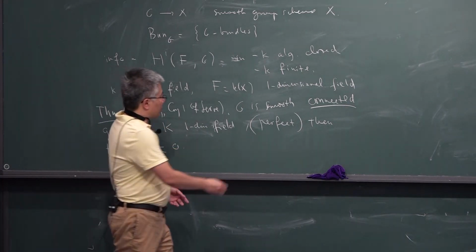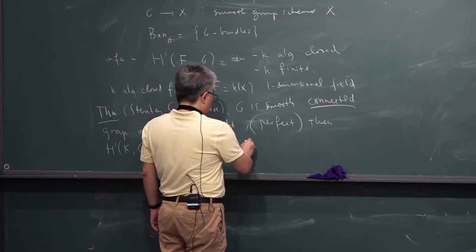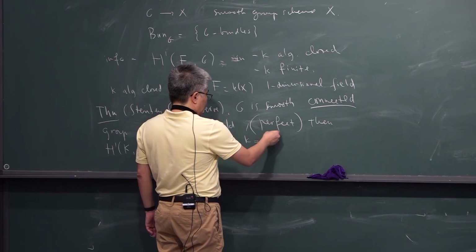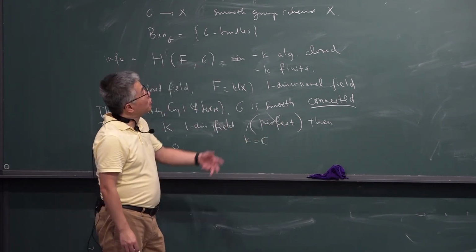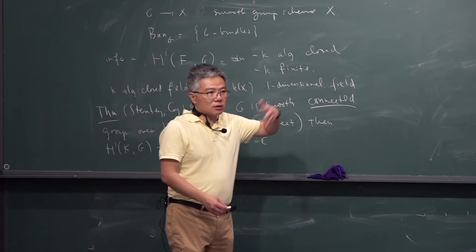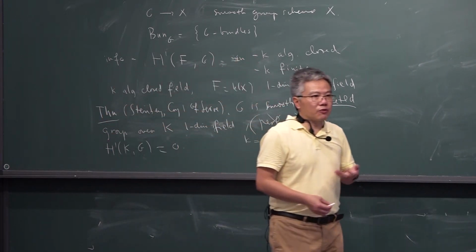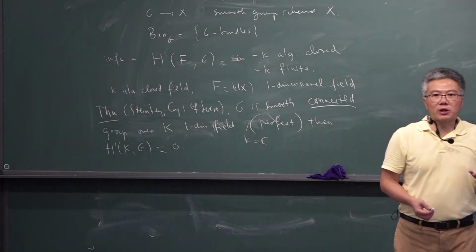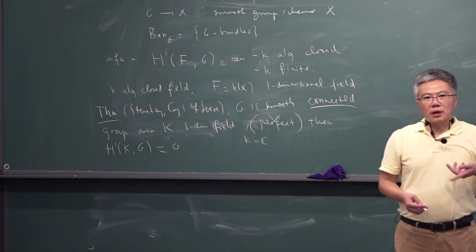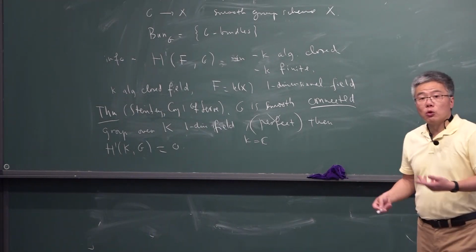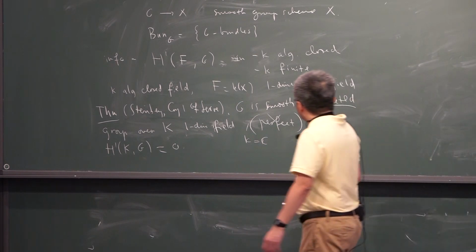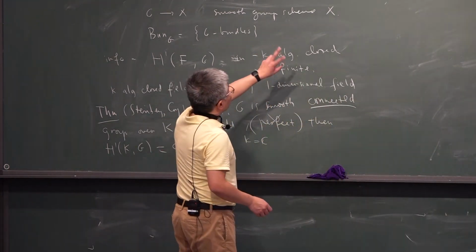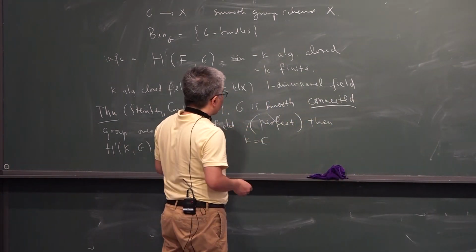So for example, perfect is only for characteristic P, so when K equals C, you don't need a subject of perfect. Then over the Riemann surface, over some field of one dimension over complex numbers, there's no Galois homology for the field. But we really want to do this with the finite field data or F2 bar.